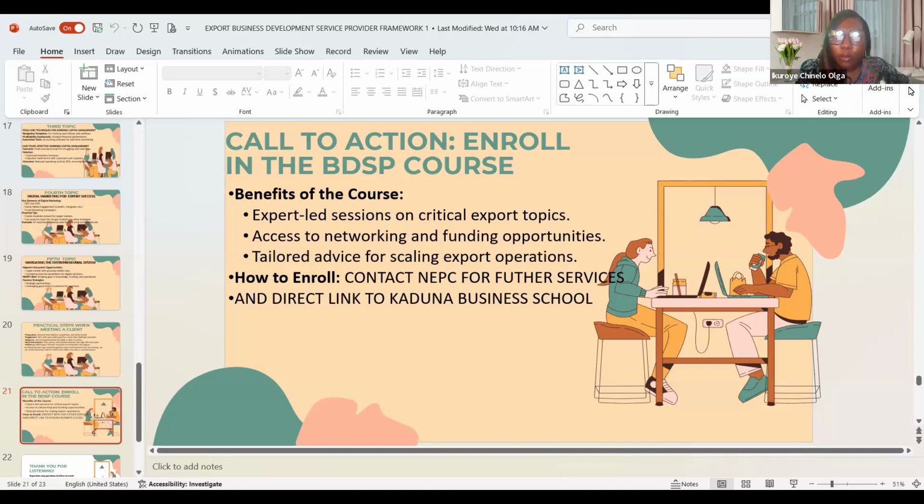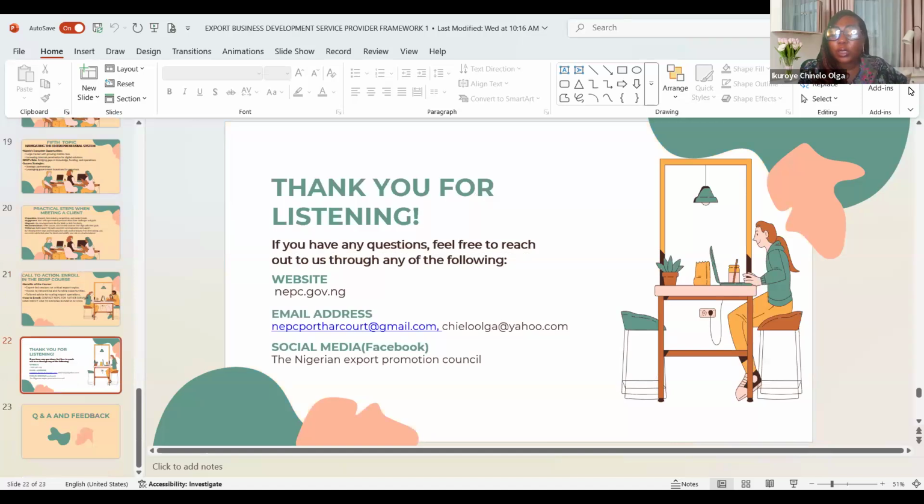So how to enroll? You can contact NEPC for further services, and they will link you to Kaduna Business School for this. So it's not NEPC that does it directly, it's Kaduna Business School. So we would link you to these services so that you can have these services for yourself. Thank you very much. If you have any questions, we are here, we are up for them. Thank you.